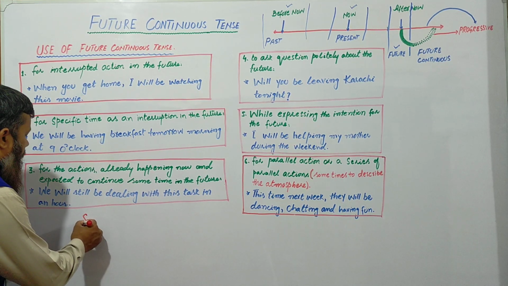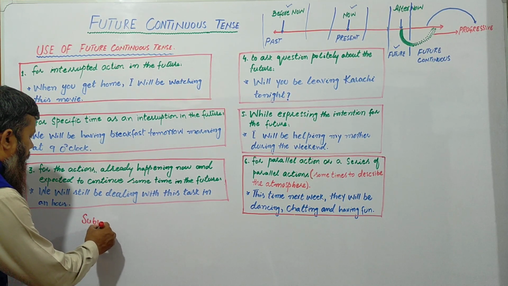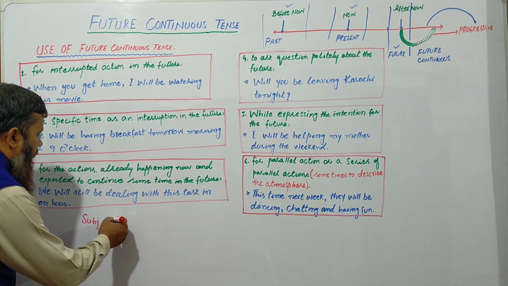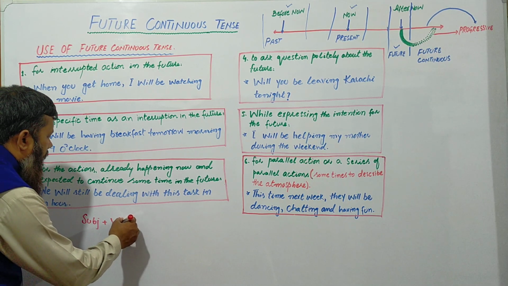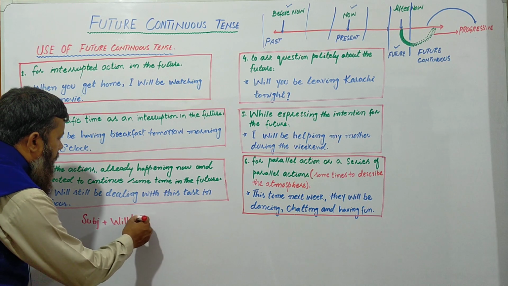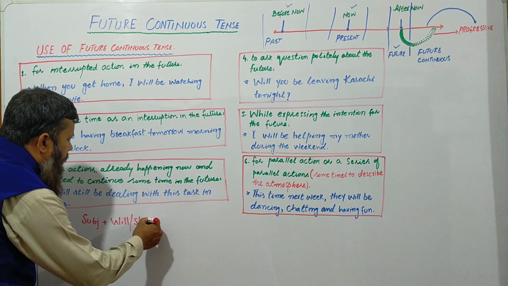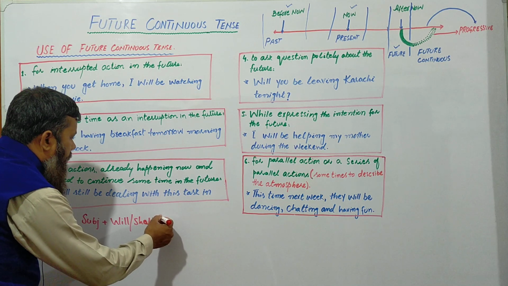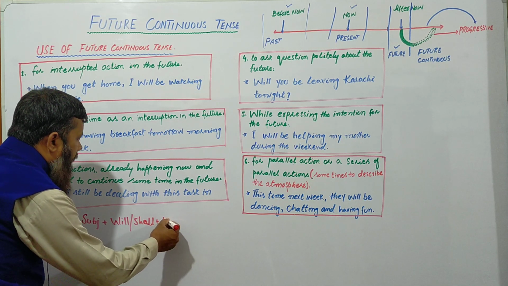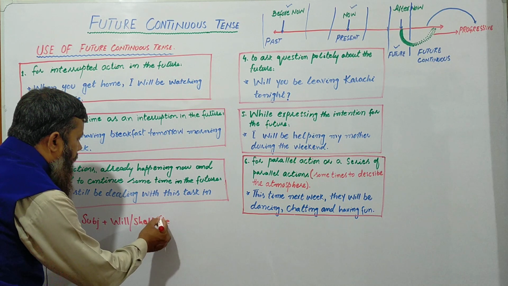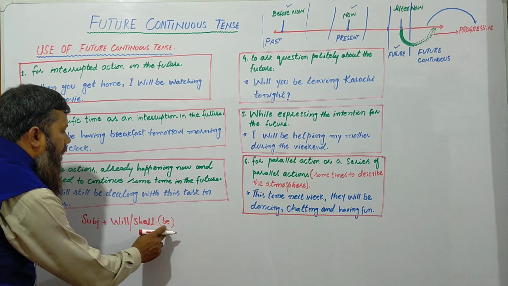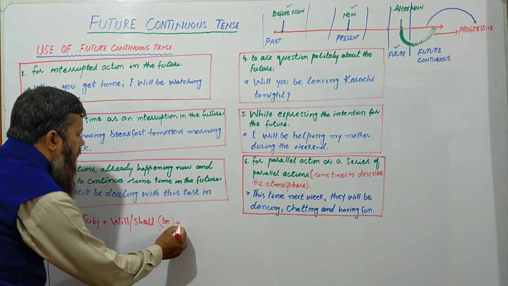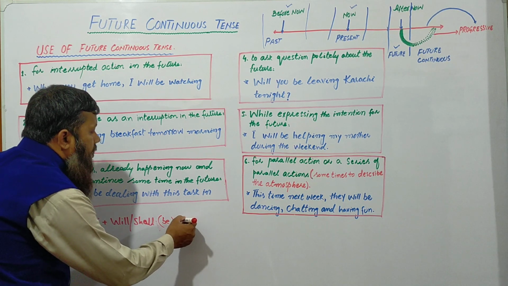First of all, we'll put here the subject, or a doer of an action. Then we will use will, or we will use shall. Along with will or shall, we use be. Shall be or will be. Plus, then we use here the present participle.